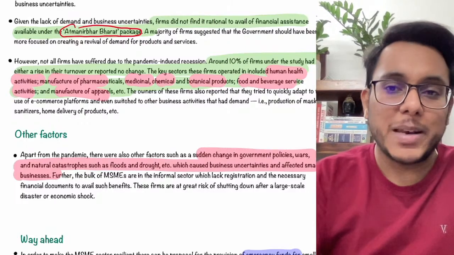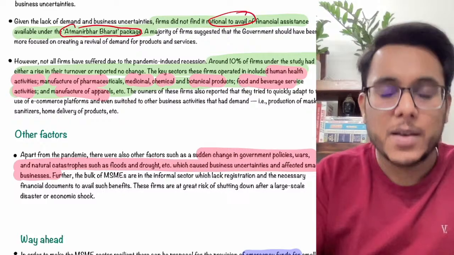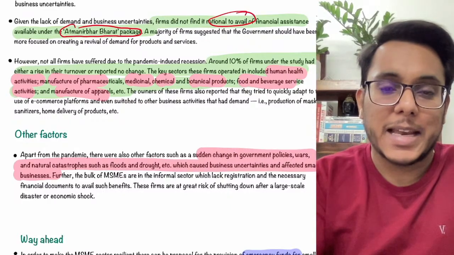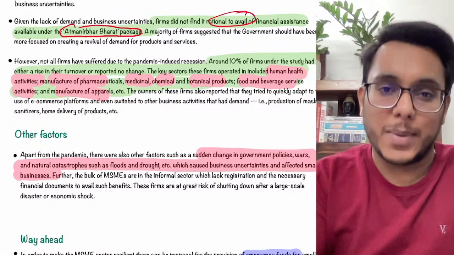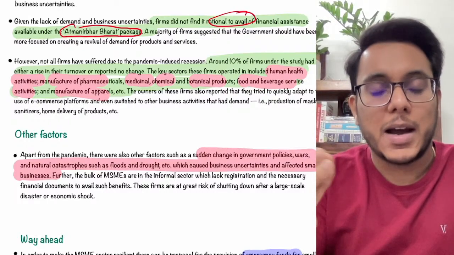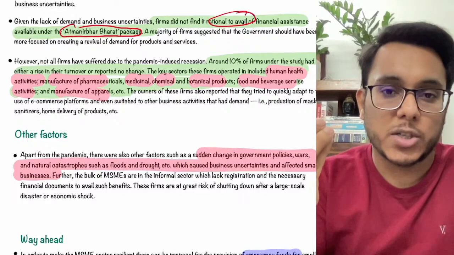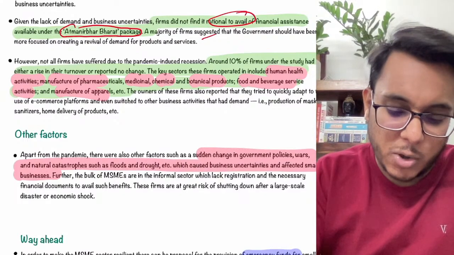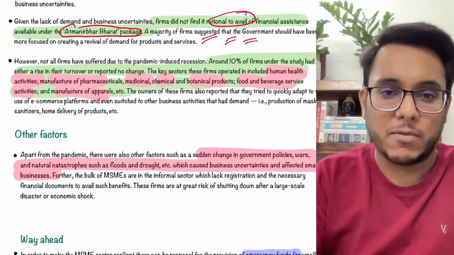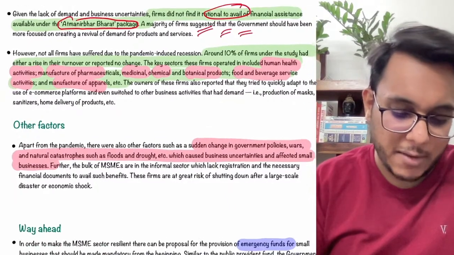But firms simply did not take the loan. Why? Because obviously the loan you will be taking is to enhance your production capability. When there is no demand, why enhance the production capability? So therefore no loan was taken. This scheme did not perform very well.